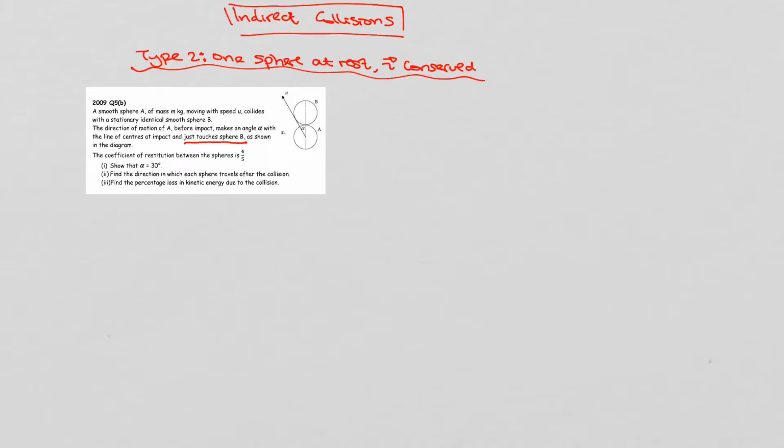This time we're given our coefficient of restitution, so in other words e is going to be 4/5, and the first thing we want to do is show that the angle alpha, the angle it makes with the direction of motion before impact, is 30 degrees.